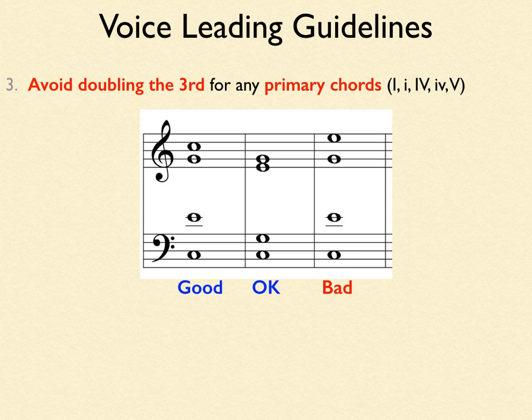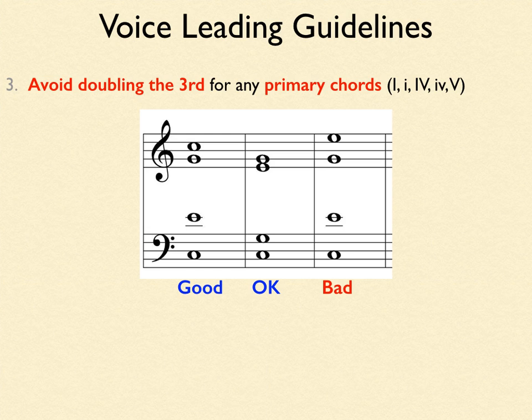Avoid doubling the third for any primary chords. So for chords 1, 4, and 5, your tonic, your subdominant, and your dominant, don't double the third of the chord. Okay, so you can see the very first chord there, they're all C chords, C, E, G chords. So you've got a C in the bass, an E in the tenor, a G in the alto, and a C in the soprano. So you've got a C, E, G, C. You've doubled the root. Okay, you've doubled that C. That's completely fine. In fact, that's the best one to double, the root of the chord.